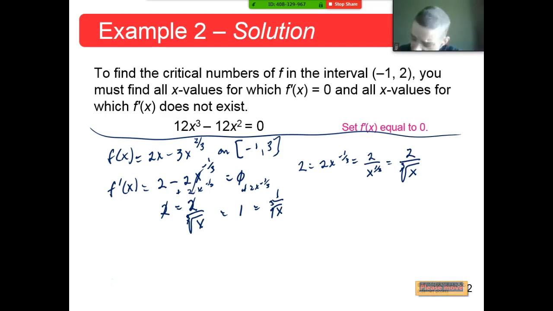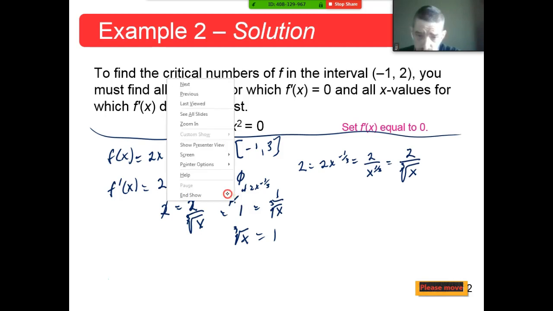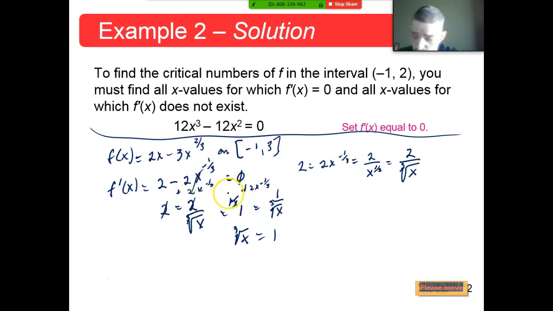Places where it does not exist. Say that again. Are there any places where it does not exist? Yes. Is there any place where that derivative does not exist? Okay, well, I guess we set it to 0, so let's just deal with that one first. Let's multiply both sides of this equation by the cube root of x. That'd be the cube root of x is equal to 1, right? Multiply this by the cube root of x. These go out, and you have cube root of x is equal to 1, okay?